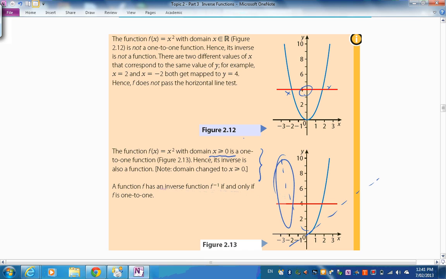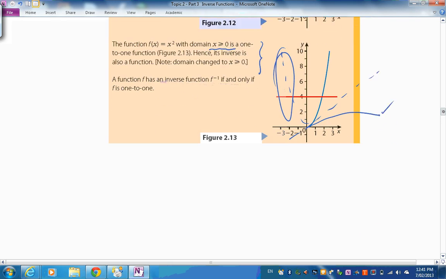It says that in the syllabus. They will tell you only to consider half the function, so that when you actually reflect it, that will be a function. That's why they're going to tell you to draw only half of it in some cases.